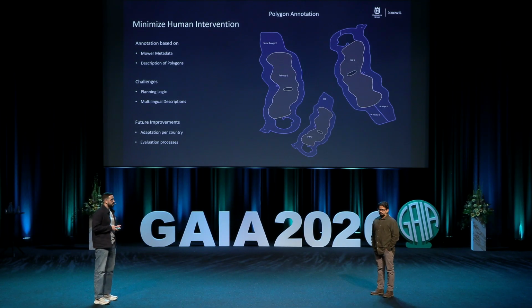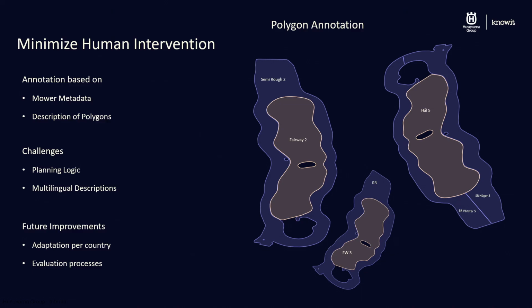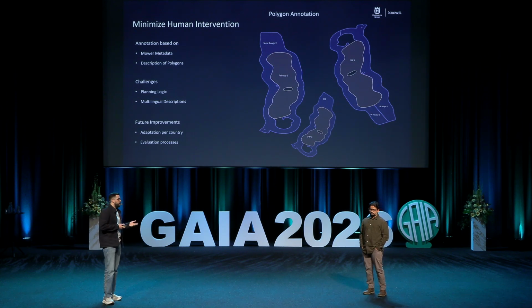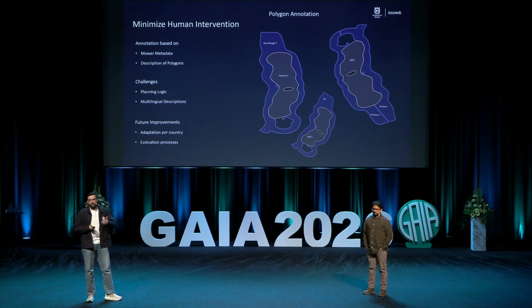In our annotation logic, our main purpose is to minimize human intervention. Basically, we don't want to do the annotations ourselves. We use the metadata, the product and operation that I described before, to create golf course characteristics. And we also use the description of the polygons. The challenges that we need to face are, of course, the planning logic, how each golf course is mowed, as well as the multilingual descriptions, meaning that polygons in golf courses in Sweden most probably will have a description in Swedish. Same in Denmark, and so on.